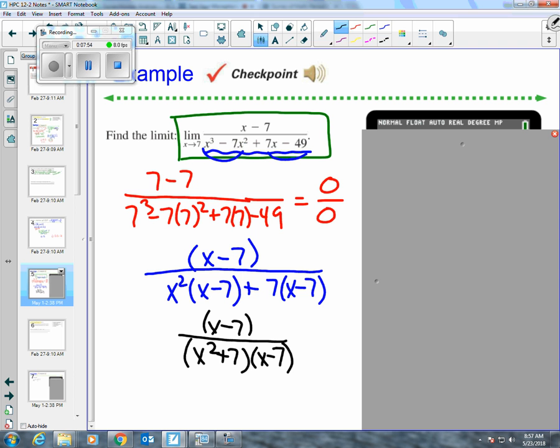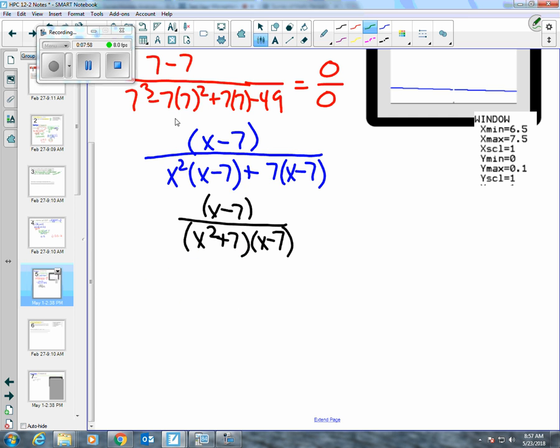So I'm going to be able to simplify that fraction. I'm going to move this down. We'll show the graph then as well. So I can remove that factor of x minus 7, and I'm left with 1 over x squared plus 7.